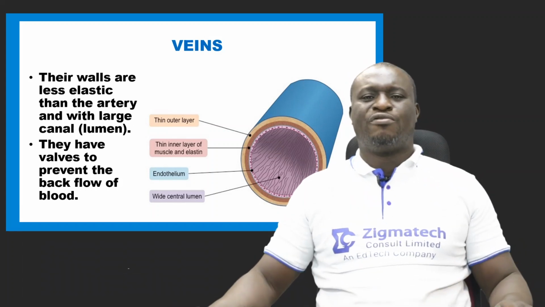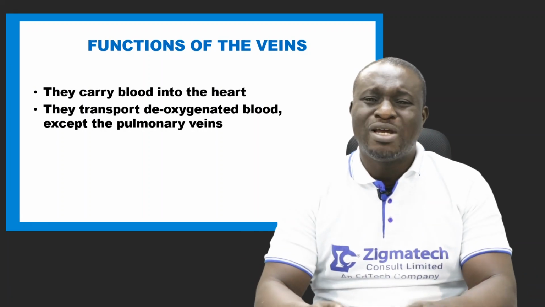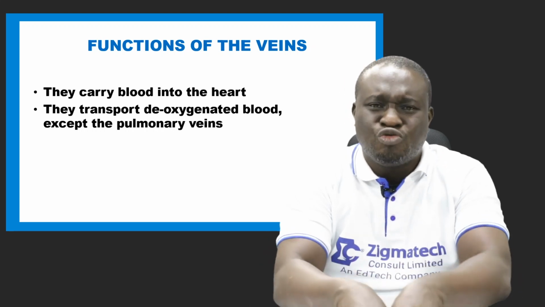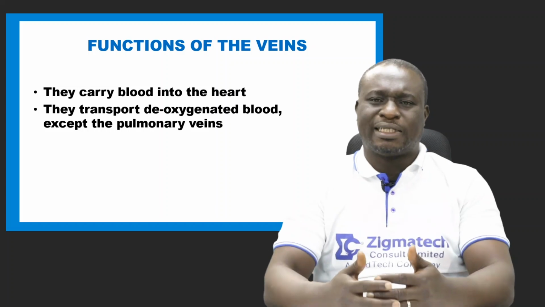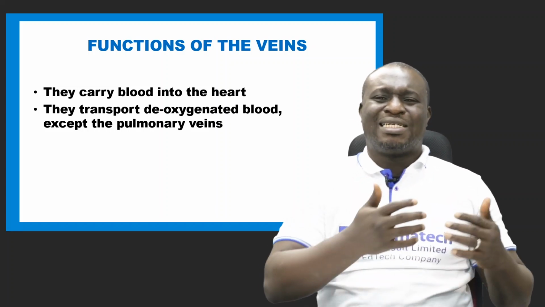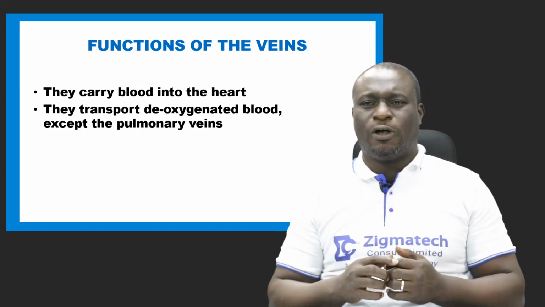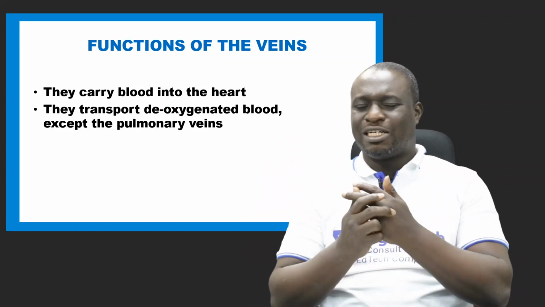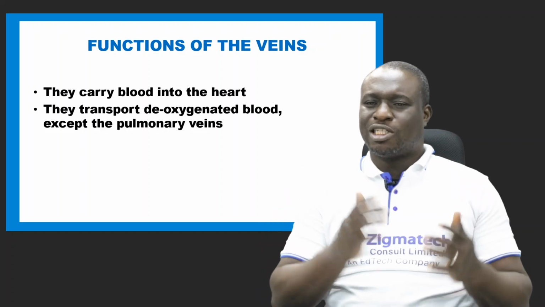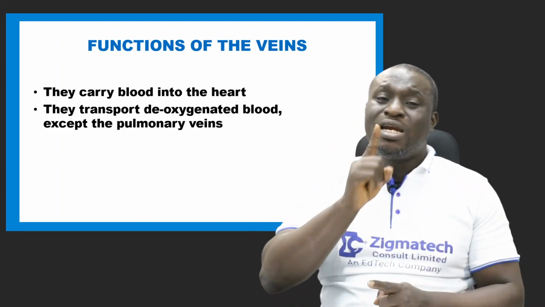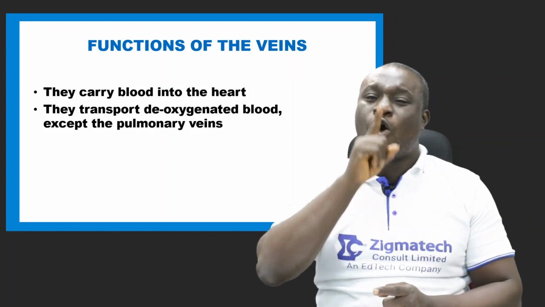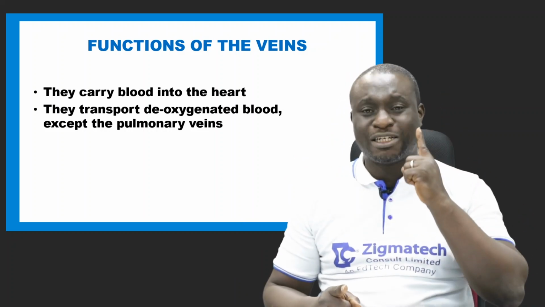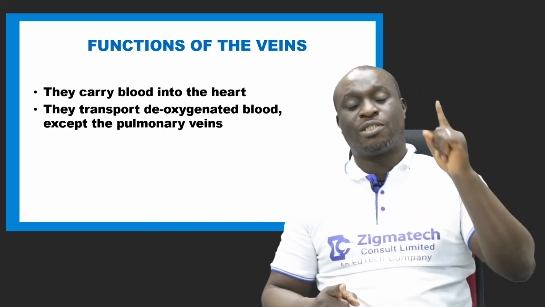Now, functions of the vein. The vein also carries out two important functions. Number one, it has already been said: they carry blood into the heart. Another function of the vein is that they transport deoxygenated blood. Deoxygenated blood simply means blood that does not carry oxygen. The only vein that carries oxygenated blood is called the pulmonary vein. So please take note, the only artery that carries deoxygenated blood is the pulmonary artery.